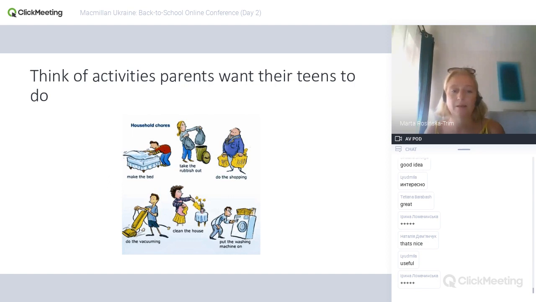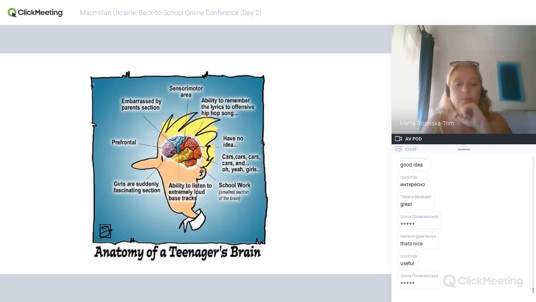So we make a list on the board, and then I say, okay, and what would you like to do instead? So we make a column of what they are asked to do, another column of what they would like to do, and we compare, contrast, and then choose the worst from the list on the left and the best from the list on the right. Now, to finish off, I show them this cartoon. It's a great cartoon that shows the anatomy of a teenager's brain. Please have a look at it. That's what happens in their brain.